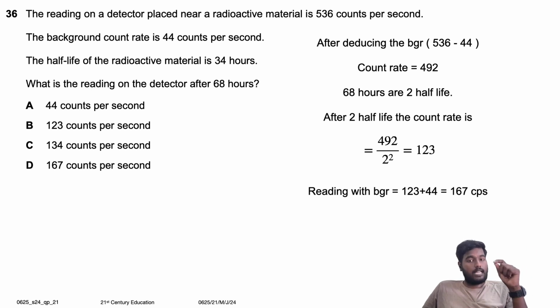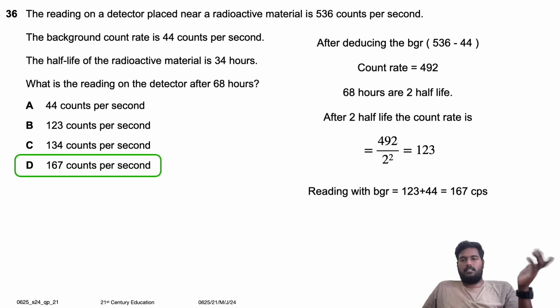So this is the actual calculation. But the detector will detect background radiation also. So we have to add it again, plus 44. So we will have 167 counts per second. So option D.